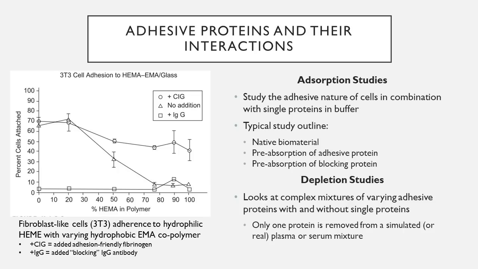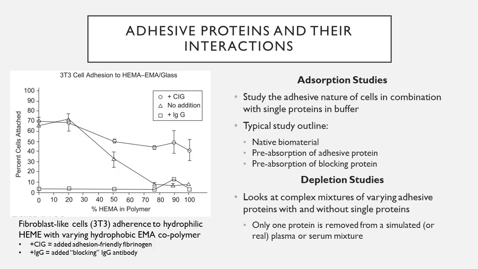A second kind of study is called a depletion study. In this case, we take a complex mixture of various adhesive proteins, like for instance plasma, and then you test the adherence of various kinds of cells in that complex mixture, and then you compare it to that same mixture where one or more proteins have been systematically removed, so in this case depleted, in order to see how valuable or how influential that particular protein was in the adherence of those kinds of cells.